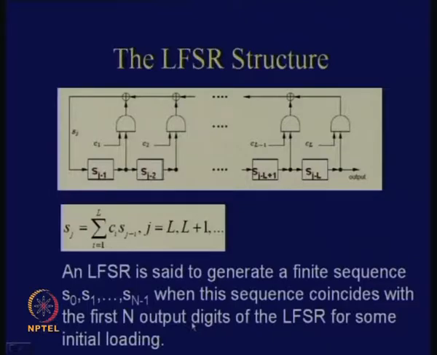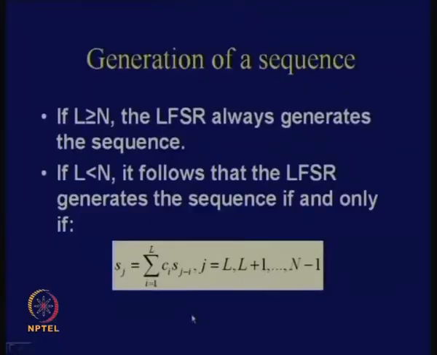The LFSR is said to generate a finite sequence, say S0, S1 to Sn minus 1, when this sequence coincides with the first n output digits of the LFSR. Then we say that the sequence is being generated by the corresponding LFSR. Now note that if L is greater than or equal to n, that is, if the length is quite large compared to the length of the sequence that you want to generate, then generating is trivial, right. You can just simply stream in the data and obtain the corresponding output. But the problem arises when L is smaller than n, that is, the sequence is a larger sequence, right.